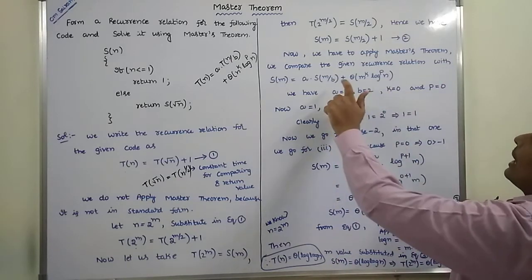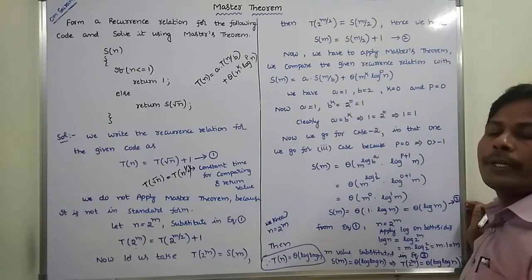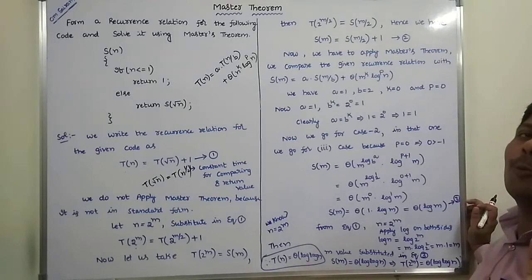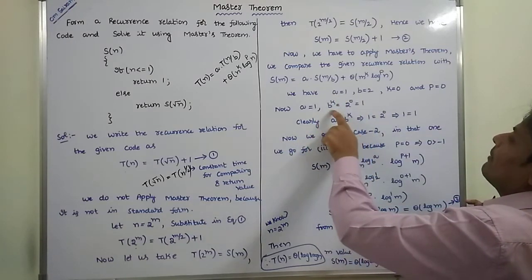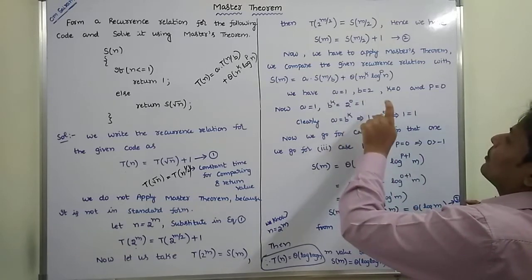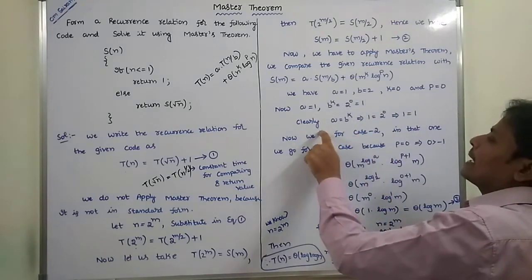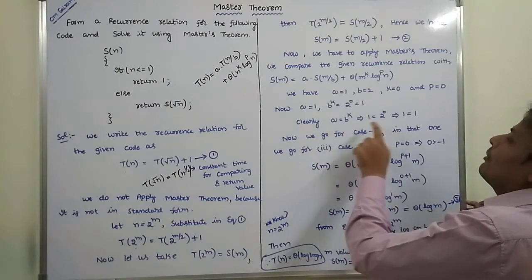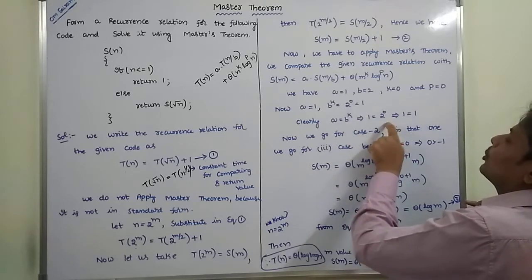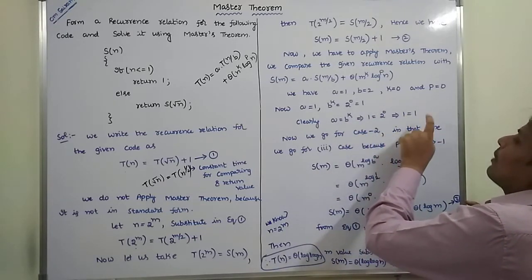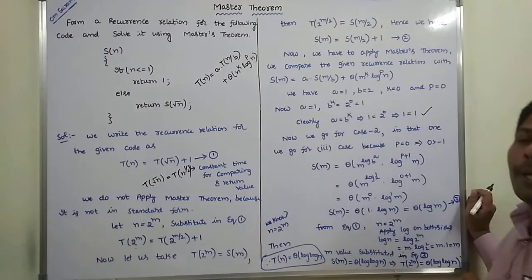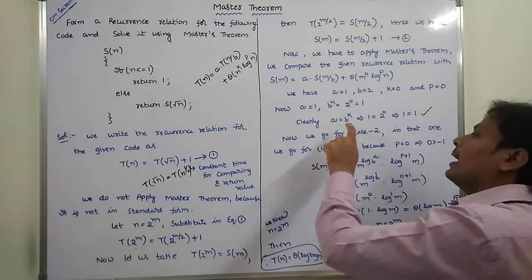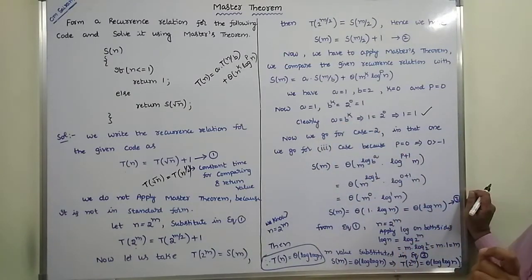Once we have found the a value, b value, k value and p value, now we check the condition: a is equal to b power k, a greater than b power k, or a less than b power k. Now a is equal to 1. So b power k: b value is 2, k value is 0, 2 power 0 is equal to 1. So clearly we can say that a is equal to b power k, that is 1 is equal to 1. Whenever a is equal to b power k, we go for case 2.